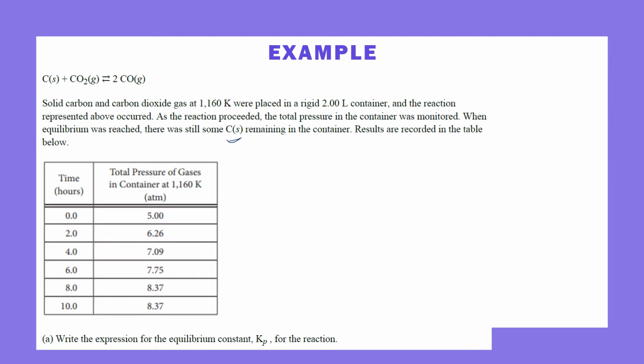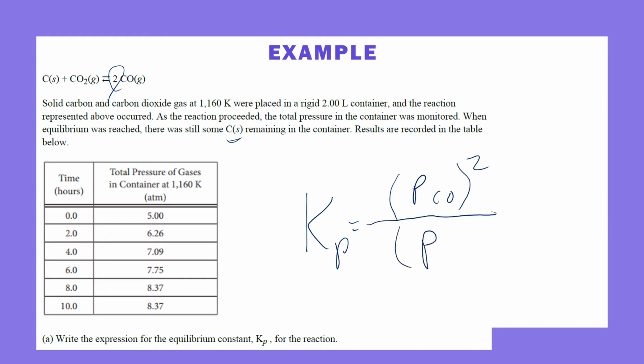Now for part A, it wants us to write the expression for the equilibrium constant Kp. So for pressure expressions, it's always Kp equals, and we would do the pressure of the carbon monoxide squared, because there's a coefficient of 2, over the pressure of the carbon dioxide. You don't include the solid carbon.